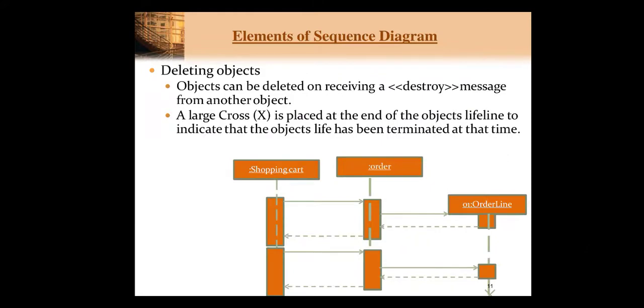Deleting an object. How will we delete an object? An object can be deleted on receiving a destroy message from another object. And if you look here, a large cross is there, which represents the end of that object's lifeline. From here, the object does not participate in the communication. This is the end of that object's lifeline.